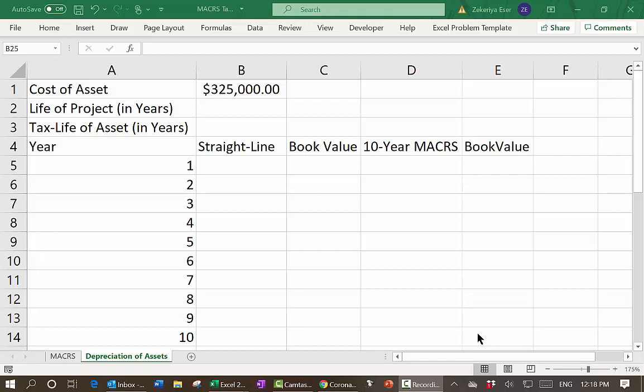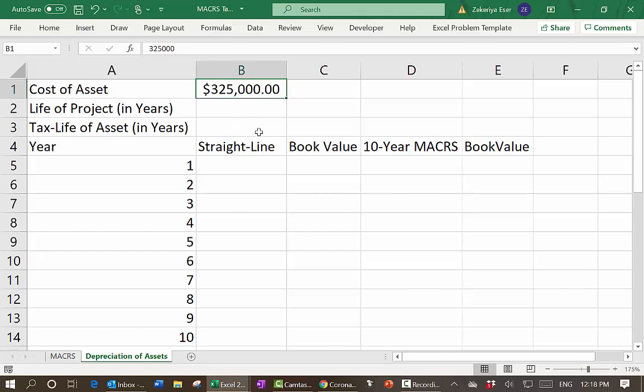In this short video, we're going to find out how to calculate depreciation using different methods of depreciation for an asset that you bought right now. And depending upon the life of the project and tax life of the asset, we're going to figure out book value of the asset at any point in time.